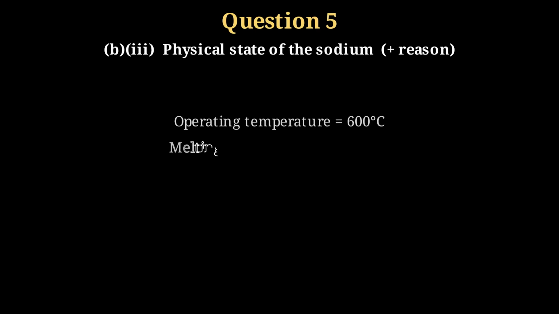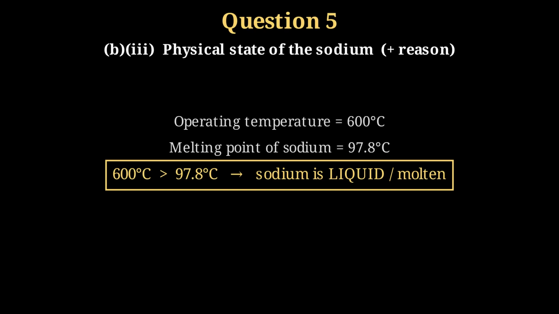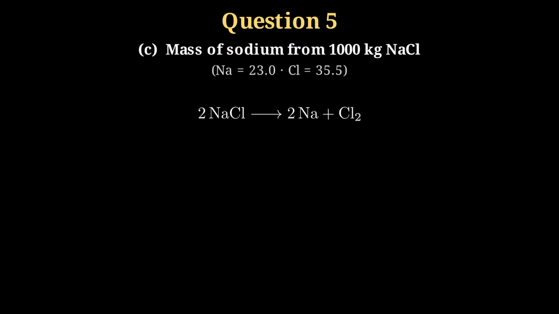Part 3. In what state does the sodium come out? Compare the numbers. The cell runs at 600 degrees, but sodium melts at only 97.8 degrees. Since 600 is far above sodium's melting point, the sodium is produced as a liquid. Molten sodium.